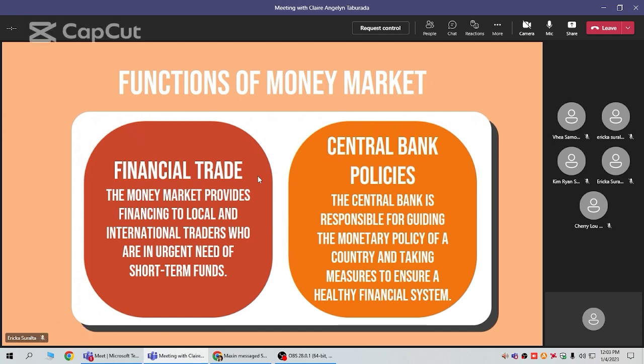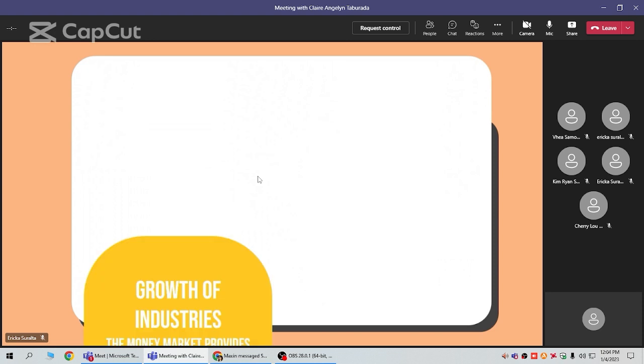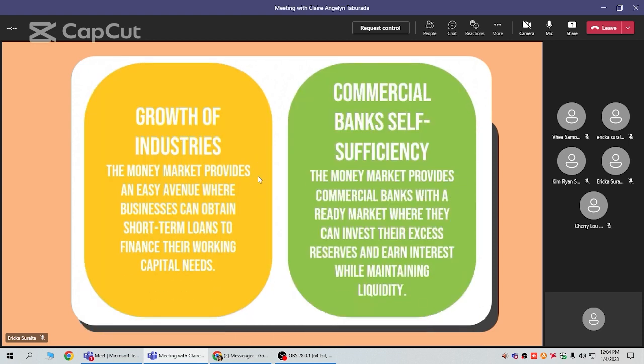So number 3 is growth of industries. Next slide please. So growth of industries, the money market provides an easy avenue where businesses can obtain short-term loans to finance their working capital needs.